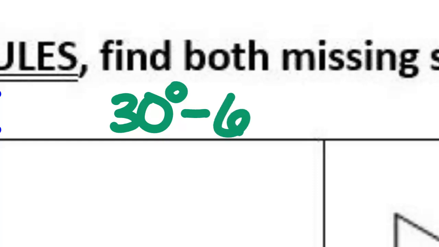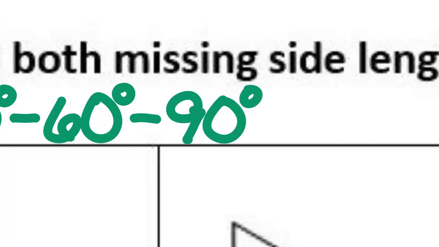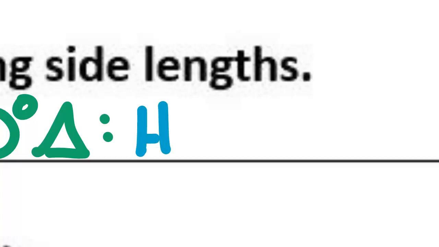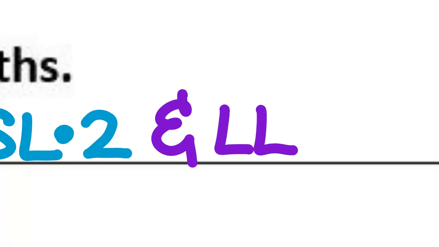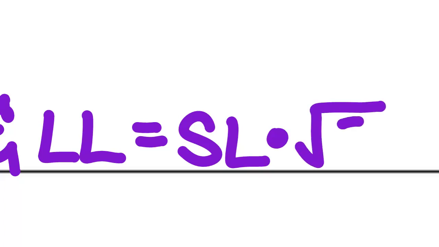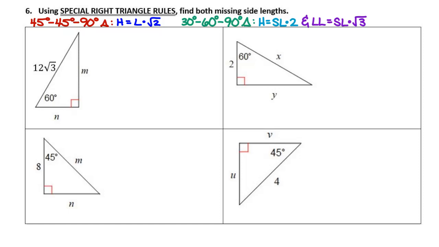On a 30, 60, 90 triangle, we have two rules that we have to remember. The hypotenuse is equal to the short leg times 2, and the long leg is equal to the short leg times the square root of 3. So in addition to SOHCAHTOA, a squared plus b squared equals c squared, you have to know these three rules as well.